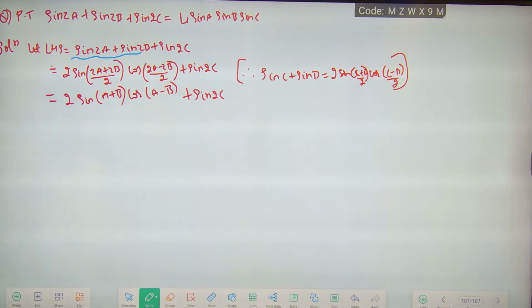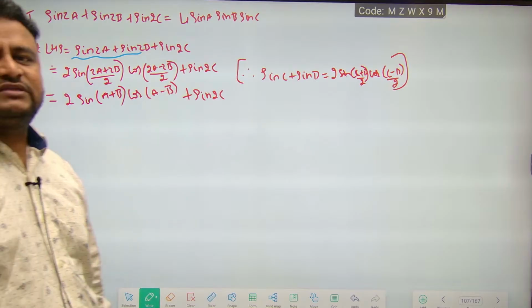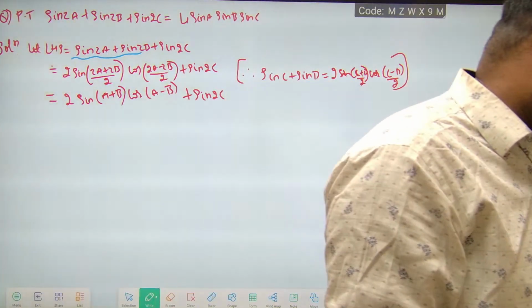Now see here, I am having sin 2C, correct? What can I do with sin 2C? Think correctly. So sin 2C can be written as what?